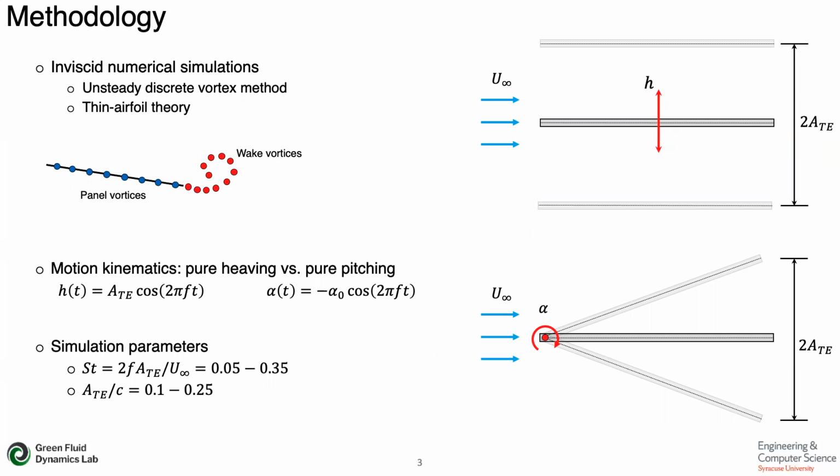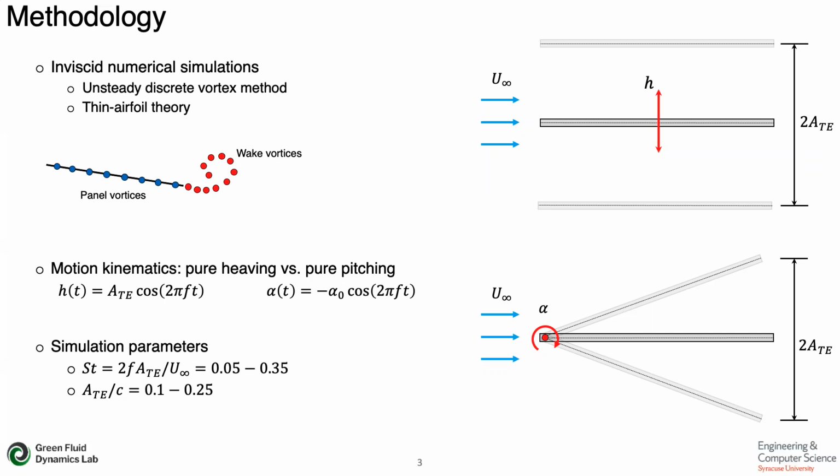Now I will briefly describe the methodology. I conducted inviscid numerical simulations using unsteady discrete vortex method. Here we are assuming an infinitely thin airfoil that is discretized into about 250 panels, and a point vortex is located on each panel. At every time step, a point vortex is shed into the wake from the trailing edge. The swimming motion here is modeled by the generic motion kinematics, pitching versus heaving, as described by these two equations here.